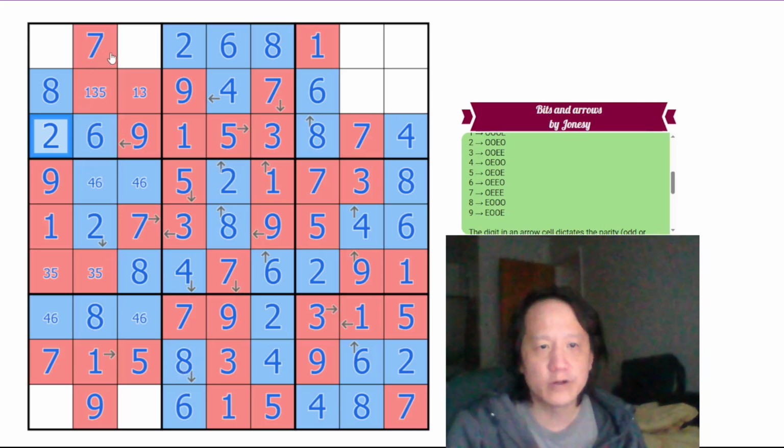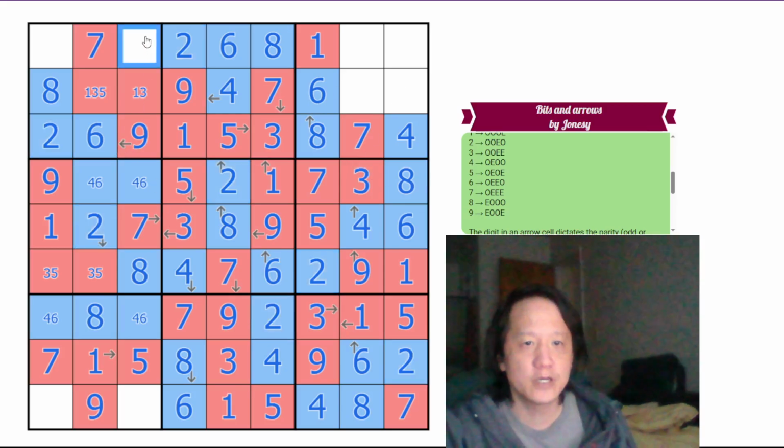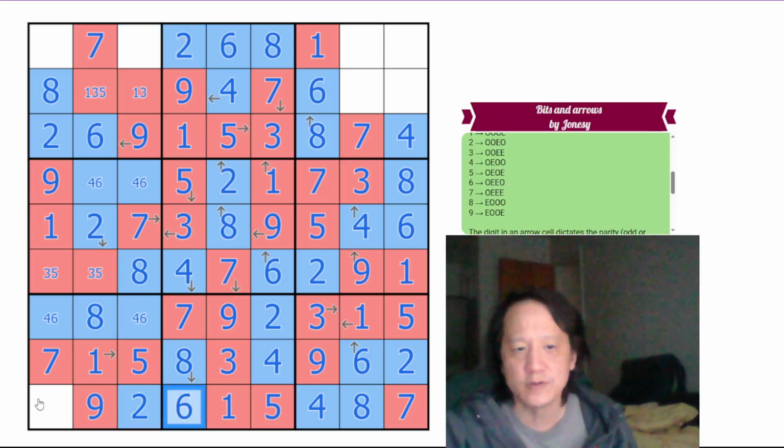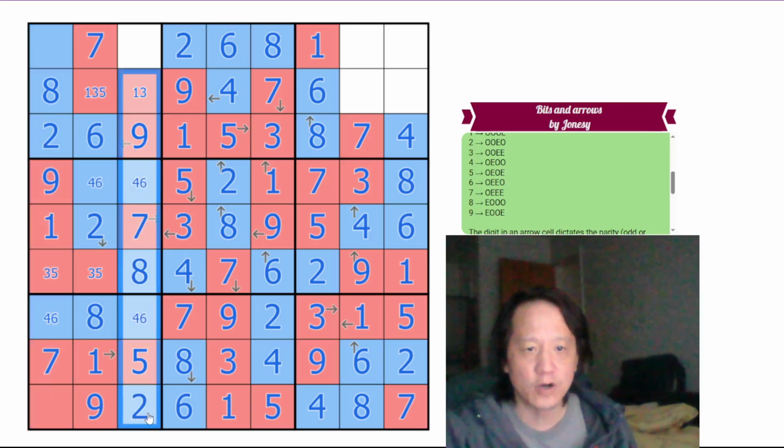Okay, so where is 2 in column? Right. Where is 2 in column 3? Cannot be any of these because these are odd, and this cannot be 2, and this can't be 2 because 2 is in the row, and this can't be 2 because 2 is in the row. So this is 2 and is even, which forces this to be odd. We have 5 odds in column 1 now, so this is even.